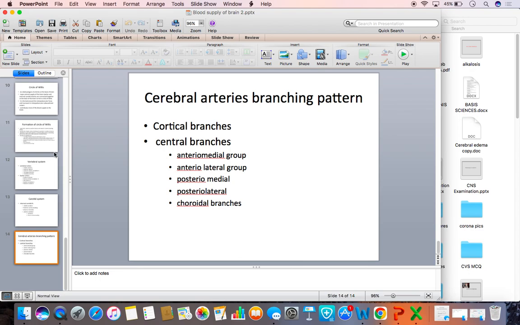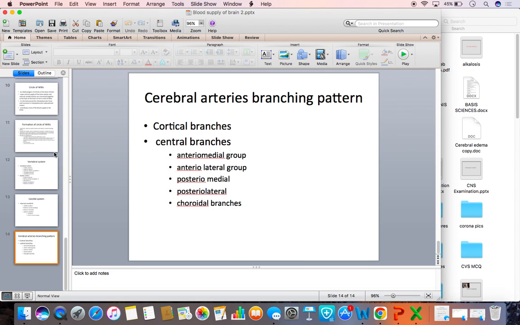anterior medial group, anterolateral group, posterior medial group, posterior lateral group, and choroidal branches. Well, through these branches, they supply the internal structures, like basal ganglia and internal capsule. Well, this is a brief discussion on the blood supply of brain.